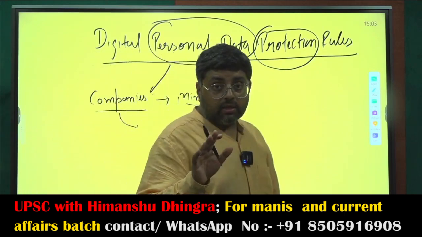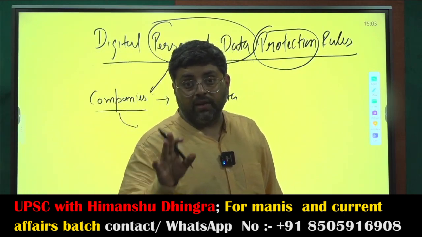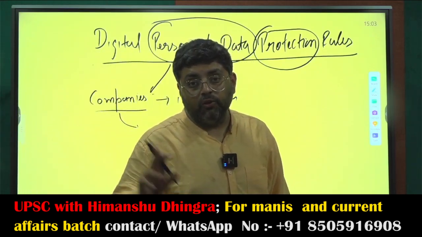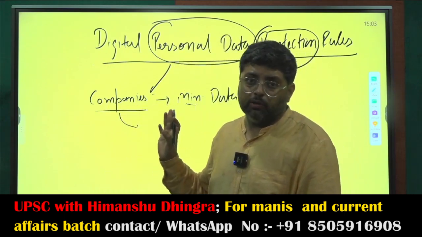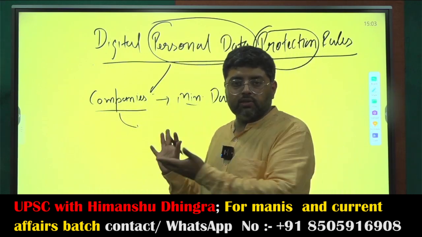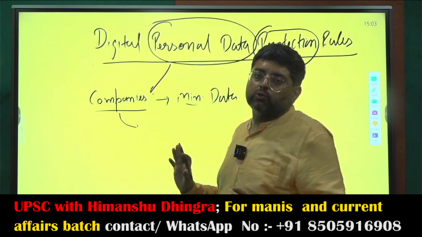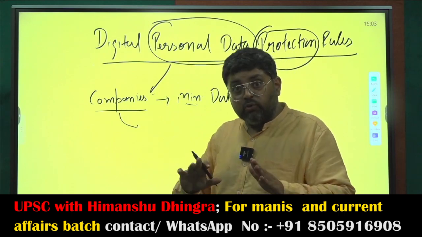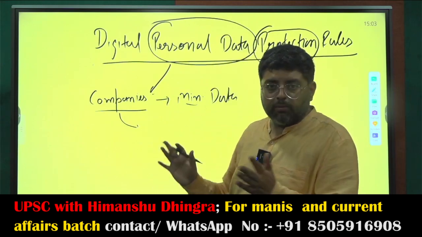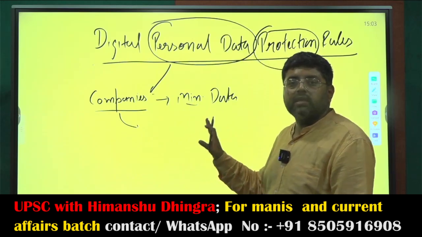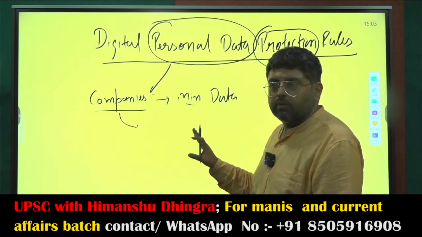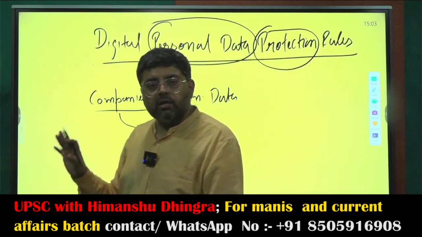As a UPSC student as well as a responsible citizen, you must know about these rules, because it is your right to know them. You also know and make others aware about these rules. So this is the obligation on the company.